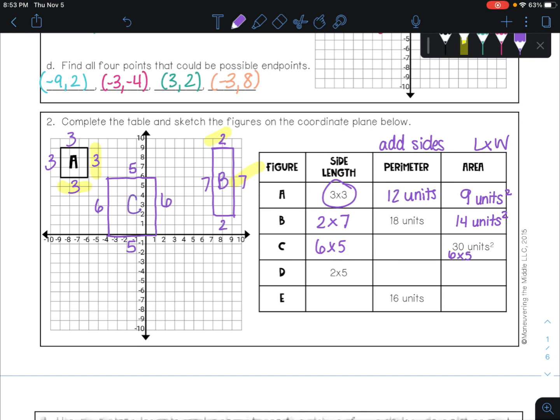All we need now is the perimeter. So go ahead and add all the sides. 5 and 5 is 10. 6 and 6 is 12. 10 plus 12, 22 units.